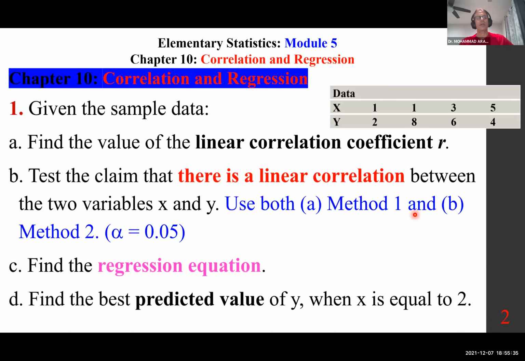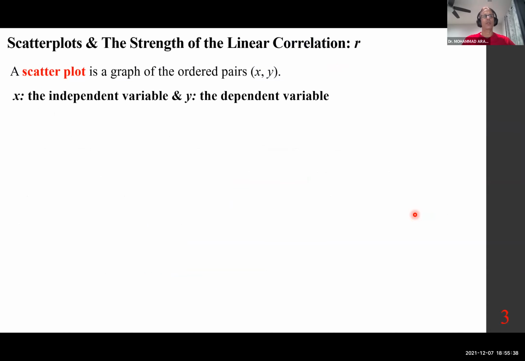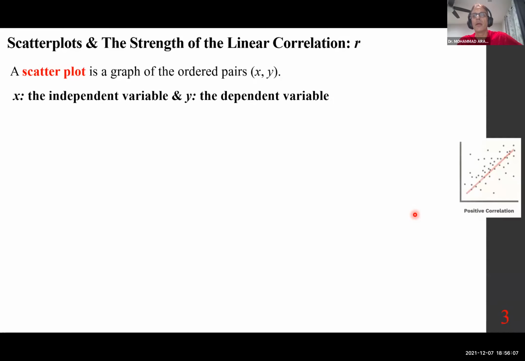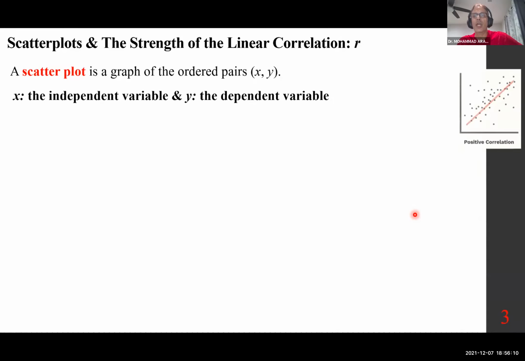Excellent. So let's just recap the concept of correlation. Scatter plot and the strength of the linear correlation. A scatter plot is a graph of the ordered pairs x comma y. X is normally the independent variable and y is the dependent variable. When you have a pair, the first one is the independent variable. Here's the shape for a positive correlation.